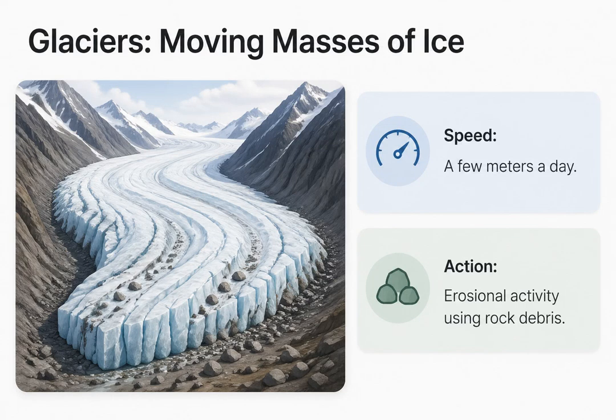Moving right along, let's look at the immense power of glaciers. A glacier is a massive body of ice moving slowly across the landscape, averaging just a few meters a day. But don't let the slow speed fool you. Glaciers are charged with heavy rock debris, which acts like sandpaper, giving the moving ice incredible erosional power.